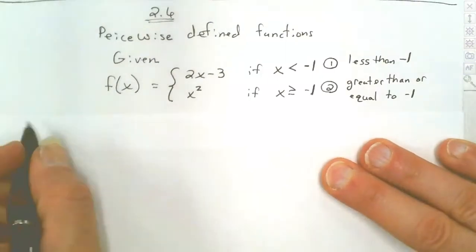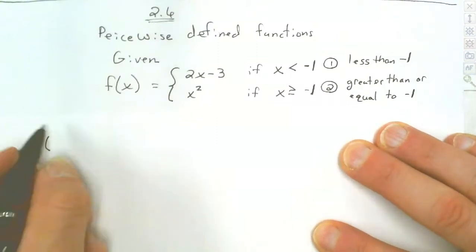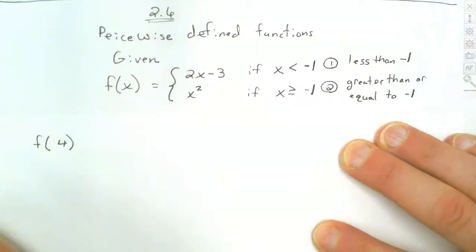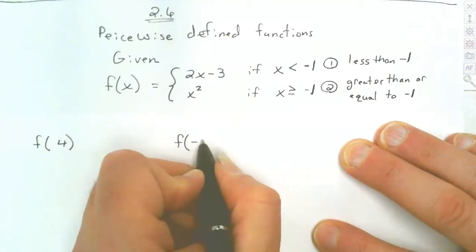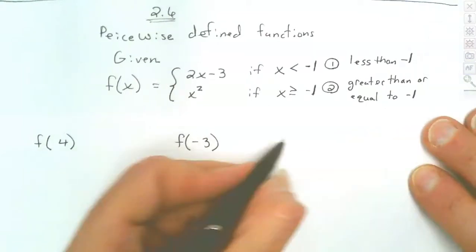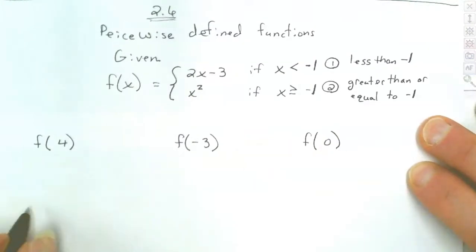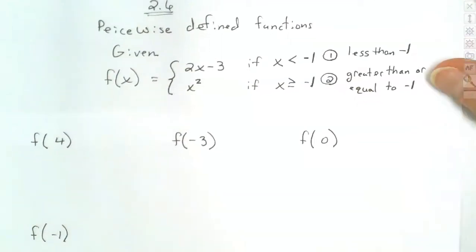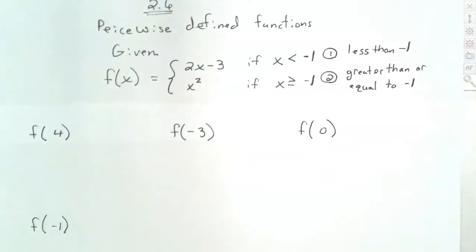So I'm going to have you evaluate these down using that function. So let's look at, how about f of 4? We'll work with that one. About f of negative 3. Let's do f of 0. And one more. Let's look at f of negative 1. And we're going to be using this function here. Now, we need to first figure out for each of these which row they go into.